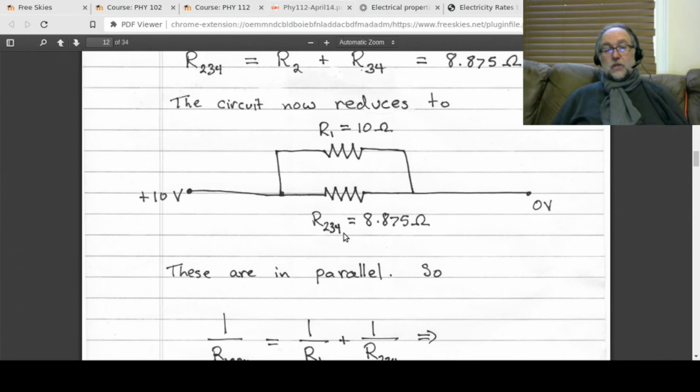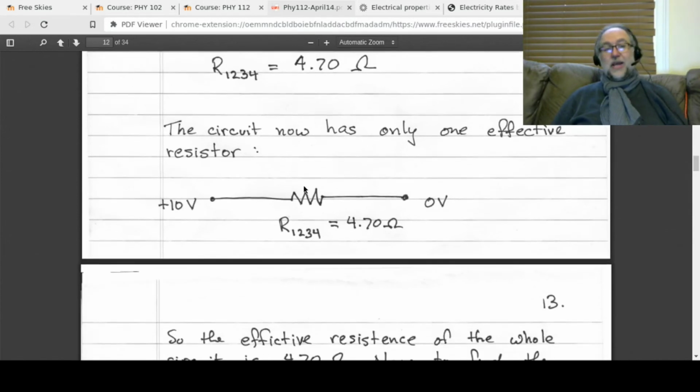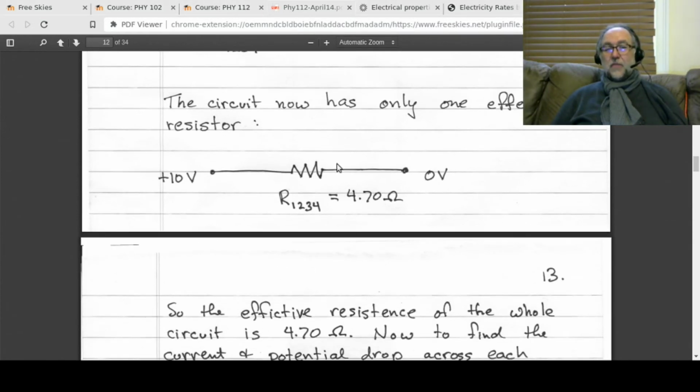And now there's only 2 resistors, and so you've only got 2 choices. They can either be in series or parallel. They're in parallel. In parallel, the reciprocals add, so you use this formula here. And again, skipping some of the boring algebra, you find that the effective resistance of the whole circuit, that is of resistors 1, 2, 3, and 4 all together, is 4.7 ohms. Great. Okay. Now, I didn't draw that circuit, but there it is. Oh, I'm sorry. I guess I did draw that circuit. There it is. Okay. So it's all been reduced to just one.